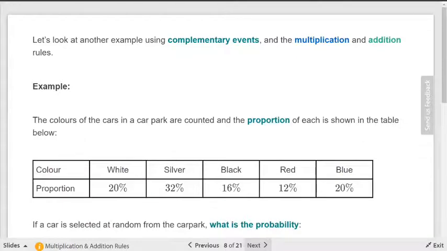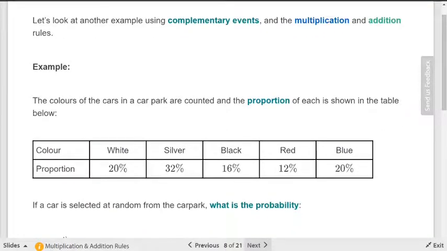Let's look at another example using complementary events. Adults? Where the heck did I come up with that? I don't know where that came from. Events and the multiplication and addition rules. Sometimes I really worry about me.